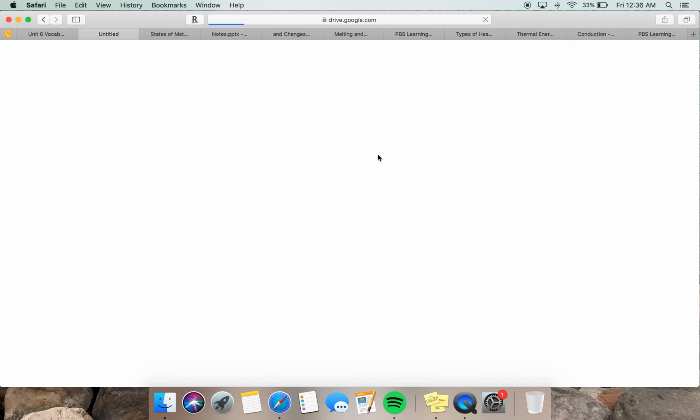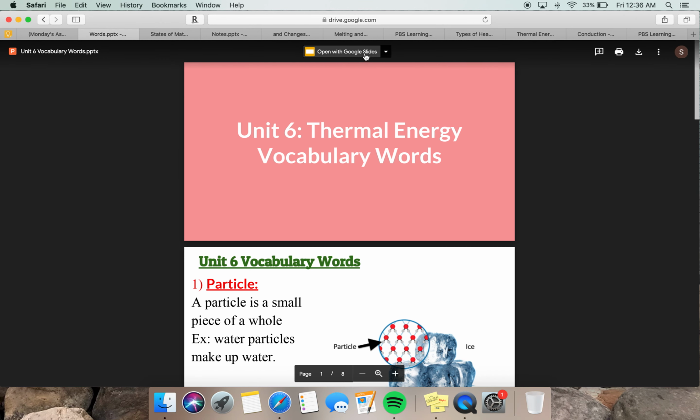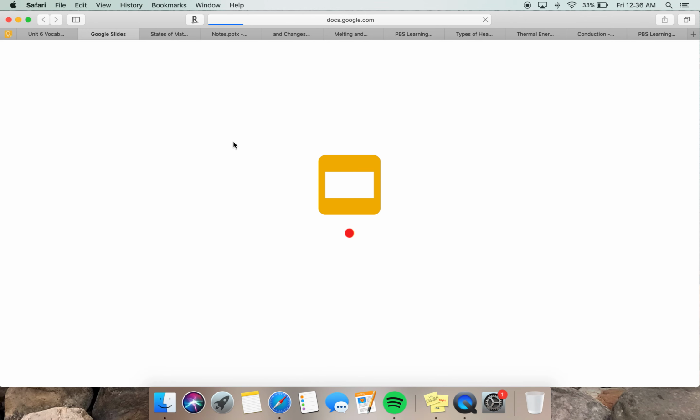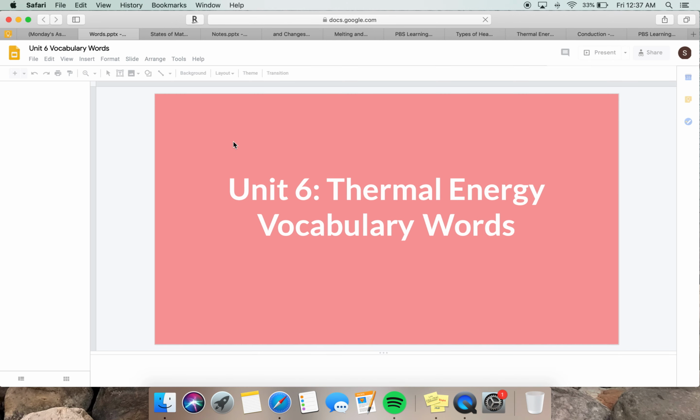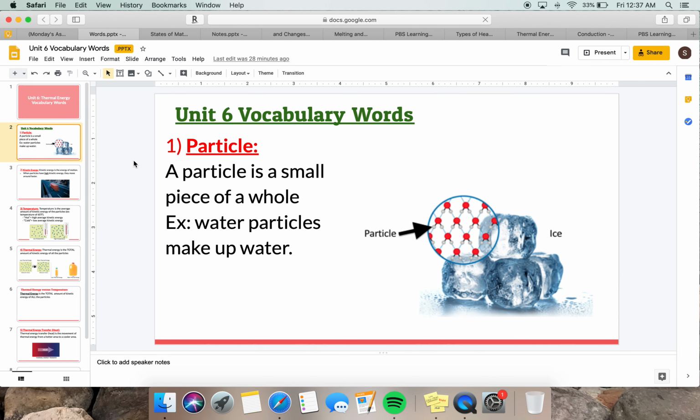So I'm going to first go over the Unit 6 vocabulary words that you should have been practicing, hopefully throughout the week. So I will open it up with Google Slides. Now there are 5 words that you need to know for this unit. We're first going to start with the word, once it loads, number 1, particle. So the first word I want you to learn is the word particle. A particle is a small piece of a whole.